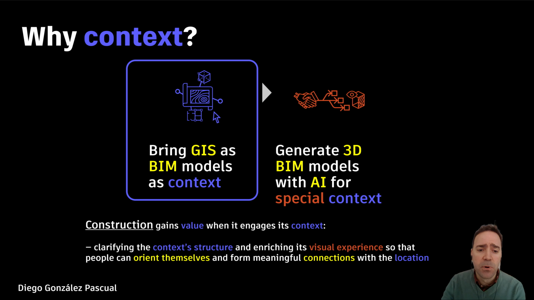Why context? This is important. Construction will gain value when it engages its context. What I mean by this? Clarifying the context structure enriches not only the visual experience, but also what you can get from the model. This way, people involved with the project and the model will orient themselves and get a more meaningful connection with the location. For that, I will be explaining some ideas from different urban theorists that have been taken into consideration for this. Let's start with bringing GIS as BIM models as context.